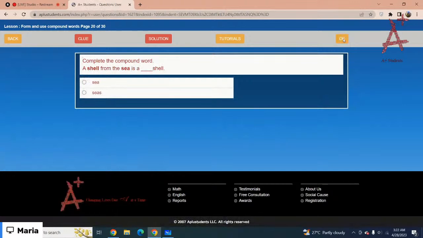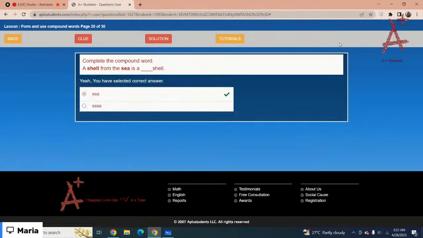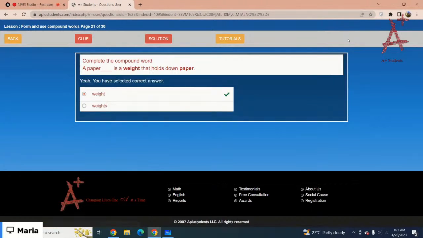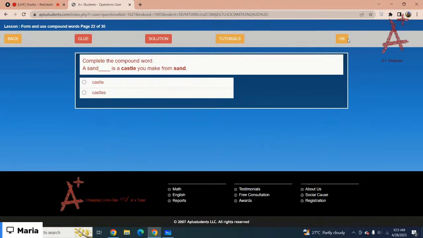A shell from the sea is a seashell. That would be a seashell. A paper dash is a weight that holds down paper. A paperweight is a weight that holds down the paper. A sand dash is a castle you made from sand.